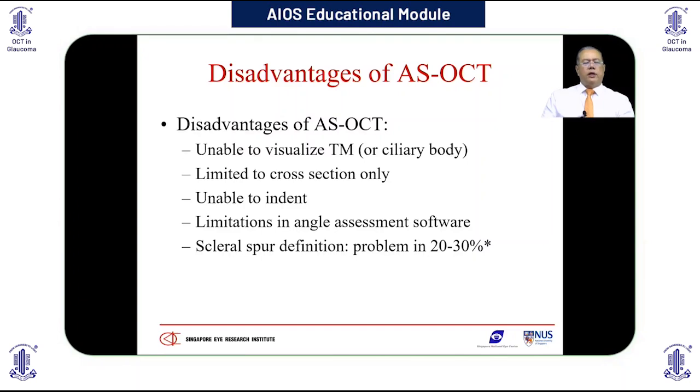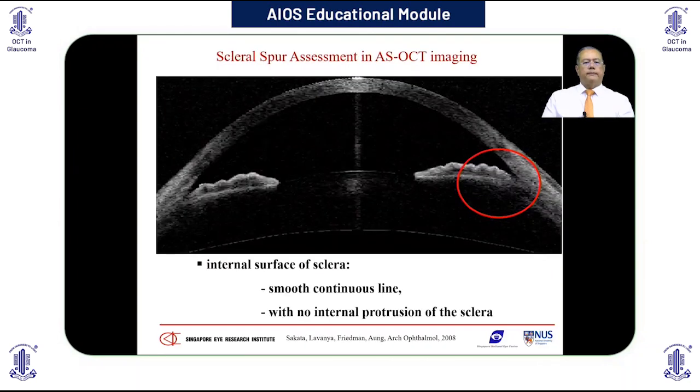And often there are limitations in the angle assessment software, as well as in defining where the scleral spur location can be. Here's an example of an image where it's difficult to determine where the scleral spur lies exactly, as there's no clear change in curvature between the cornea and the sclera. Depending on where you think the scleral spur lies, it could show either angle closure or open angles.